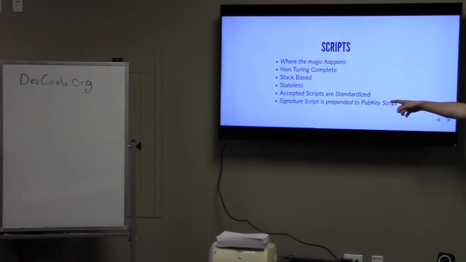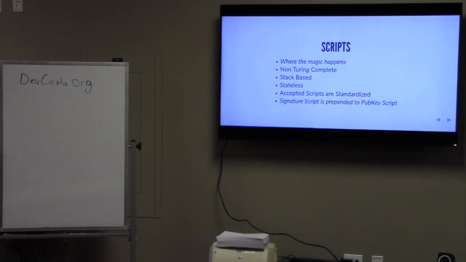Another way that they control what you were worried about is that the standard scripts are standardized. So they're a very specific formula that says you have this opcode, then this opcode, then this piece of data, then this opcode, then this piece of data. And for a pay to a public key, this is the script you will use. And if you try to create a transaction that deviates from these standard scripts, the miners will reject it.